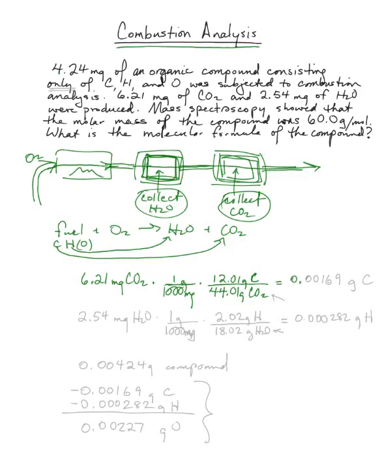So we're going to do that calculation and come up with 0.00169 grams of carbon. So we know that out of our original 4.24 milligrams of our sample, 1.69 milligrams were due to the carbon. Okay, so let's go on to the next one.